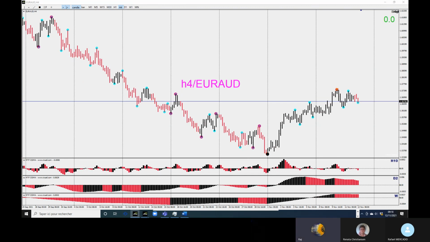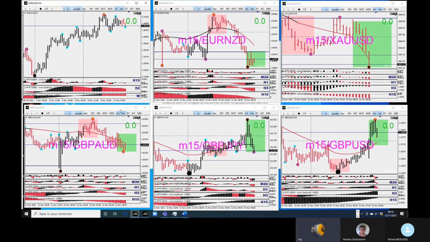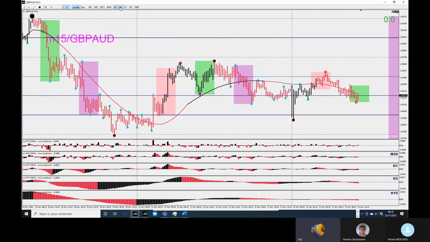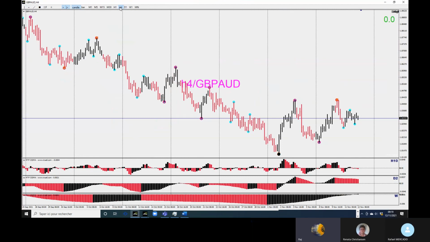See, going up and down, right? You have an entry. Yeah, Euro Aussie is in a range, as you can see on the 4-hour, till it actually breaks down. Okay. Not pound Aussie, Euro Aussie, sorry.